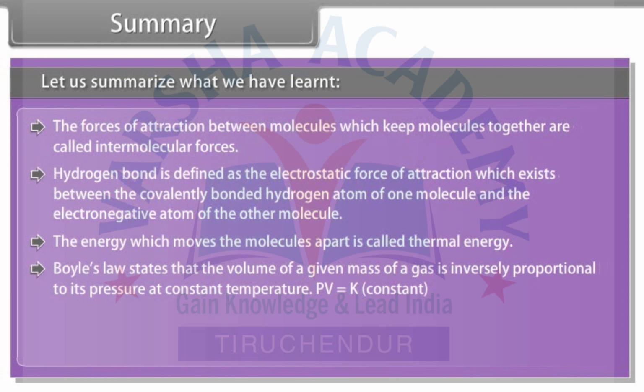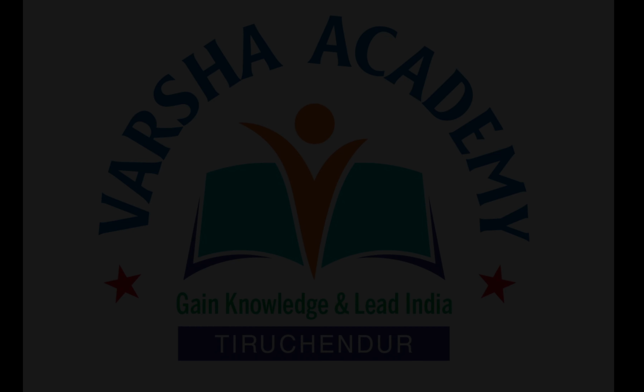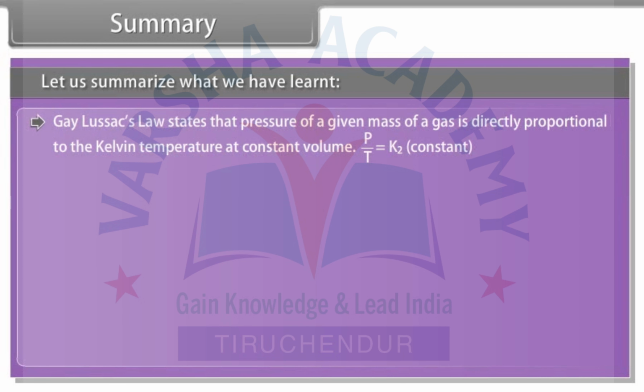Boyle's law states that the volume of a given mass of a gas is inversely proportional to its pressure at constant temperature. PV is equal to K is constant. Charles' law states that the volume of a given mass of a gas at constant pressure is directly proportional to the temperature on Kelvin scale. V by T is equal to K1 is constant. Gay-Lussac's law states that pressure of a given mass of a gas is directly proportional to the Kelvin temperature at constant volume. P by T is equal to K2 is constant.